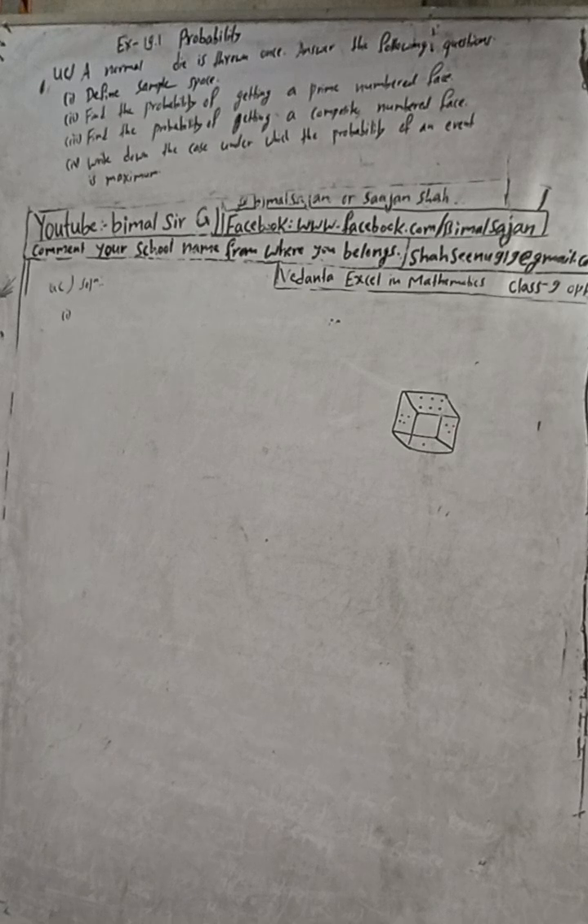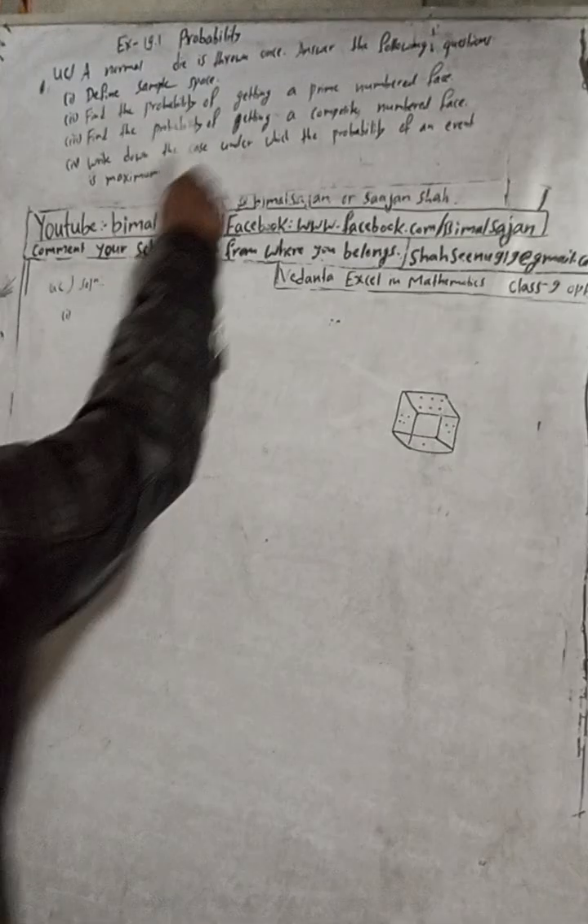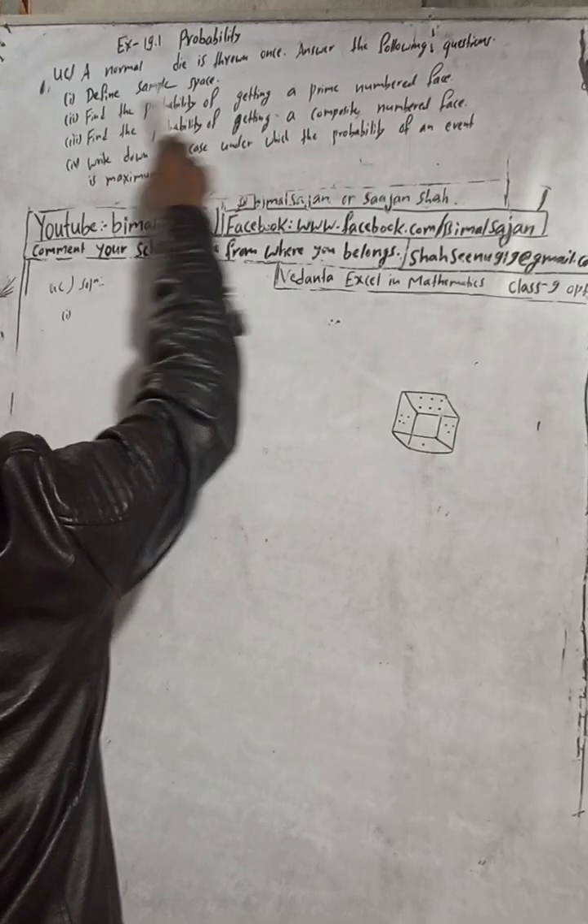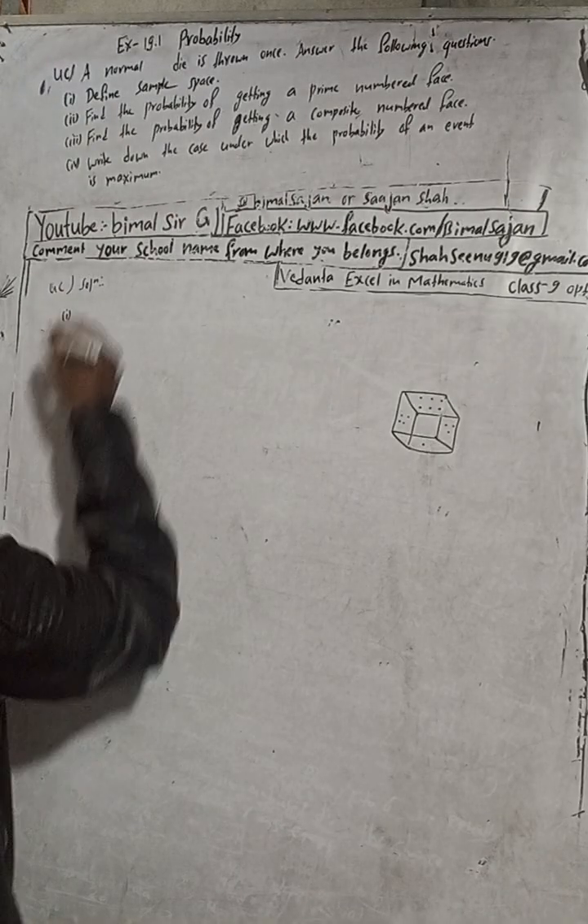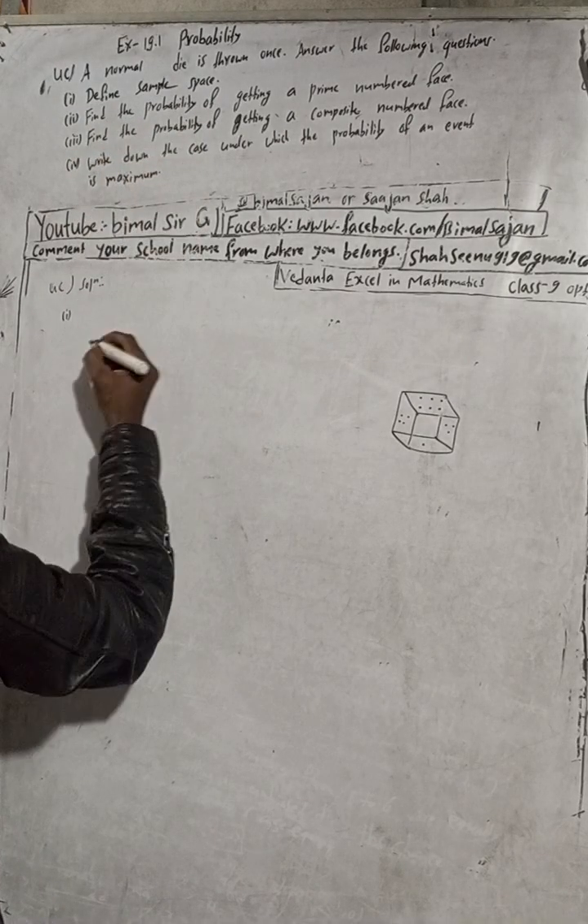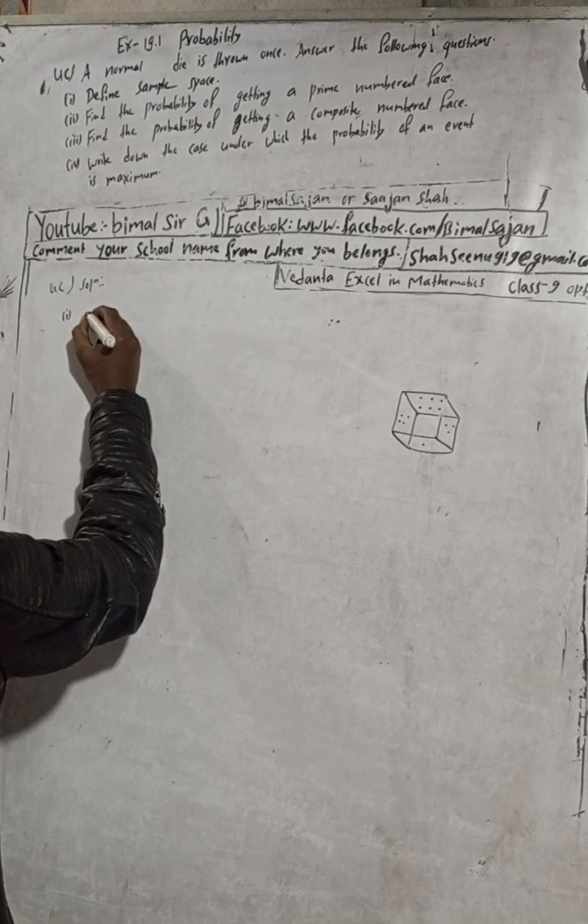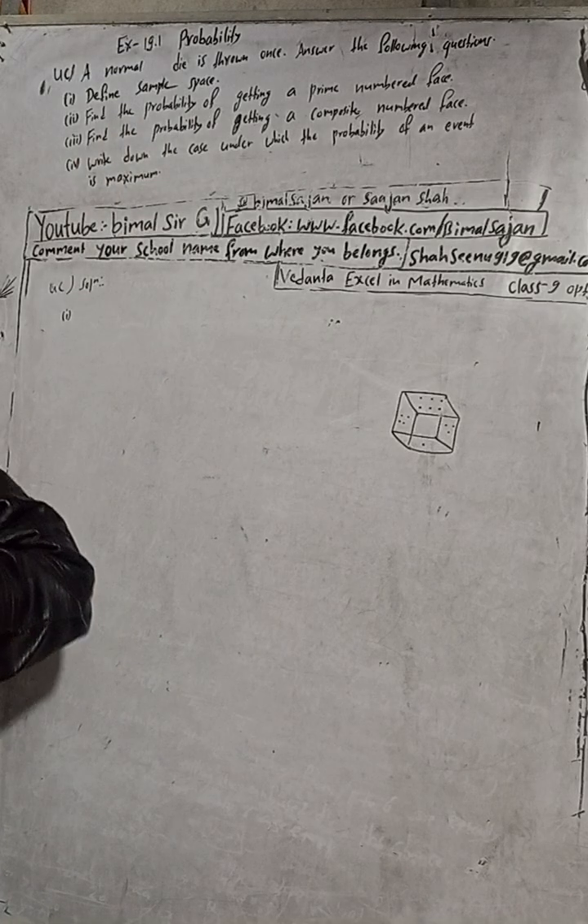Okay, here the question is, a normal die is thrown once. Answer the following questions. So here is number one, define sample space. So you can write here, what is sample space?